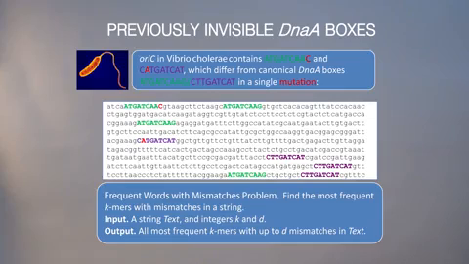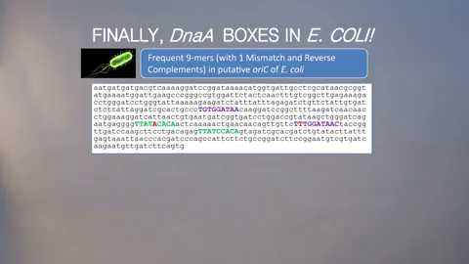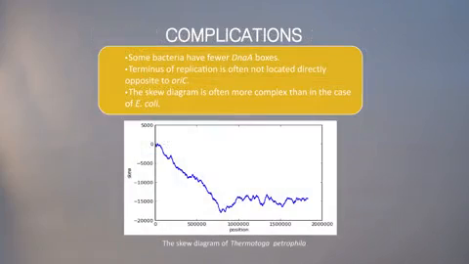So to find this type of more elusive frequent words, we need to solve the Frequent Words with Mismatches Problem, where the input is a string Text and integers k and d. We want to find all most frequent k-mers with at most d mismatches in the Text. And finally, after we've run our frequent words with mismatches algorithm, we do find somewhat more elusive frequent words in the E. coli genome. And they turn out to be, indeed, real DnaA boxes in E. coli.